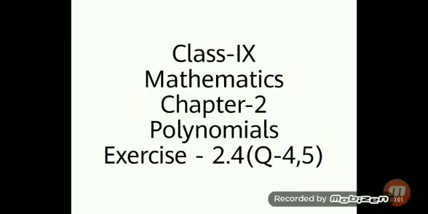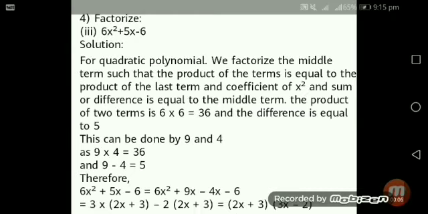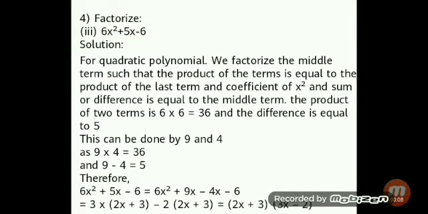Class 9, Chapter 2 Polynomials, Exercise 2.4, question number 4 is factorize 6x square plus 5x minus 6. Here, we factorize this quadratic polynomial by the splitting the middle term method. Here, the middle term is 5x.